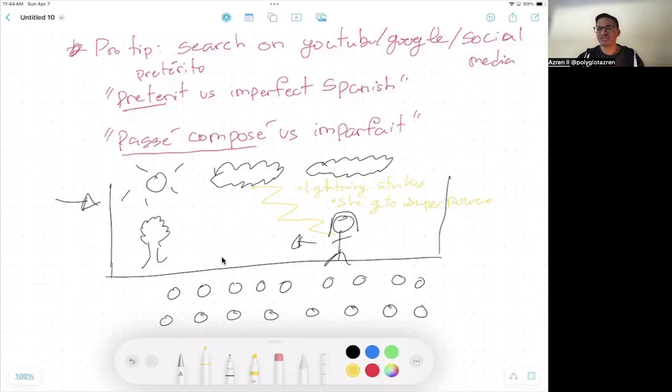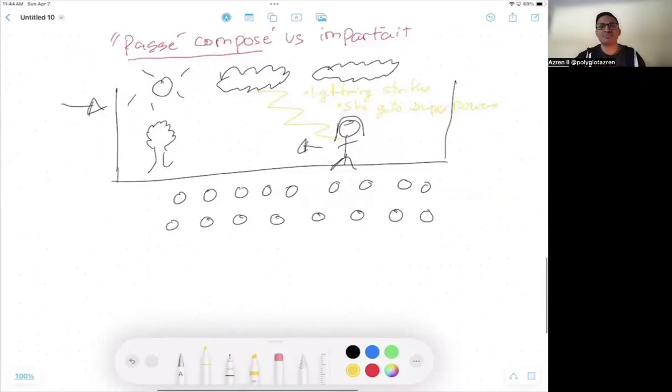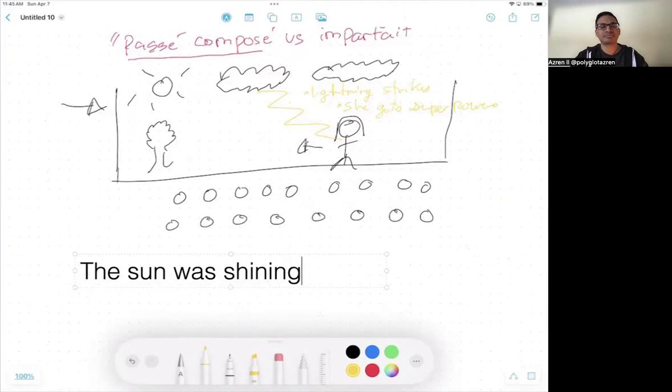So again, I'm going to write this on the screen here. Let me scroll down, create some space. I'm going to type this just for time's sake. I'll just type it on the screen. The sun was shining. There were clouds in the sky.